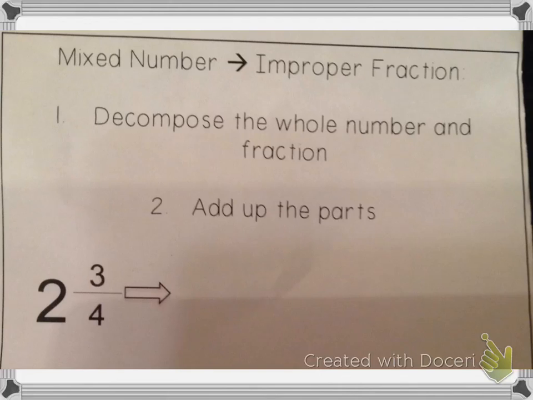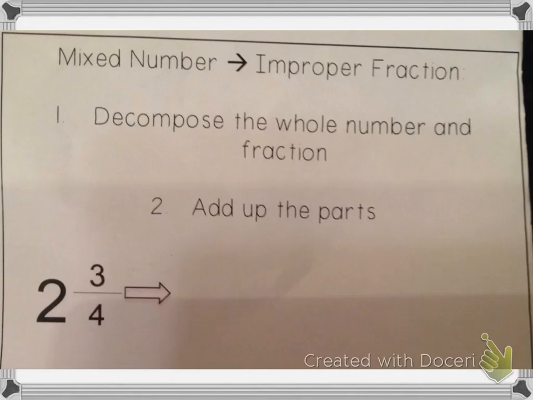So we're going to start by learning how to take a mixed number and turn it into an improper fraction. There's two steps that you're going to do. The first step is going to be to decompose the whole number and the fraction, and I'll show you what that means in a second. The second step is going to be to add up the parts.